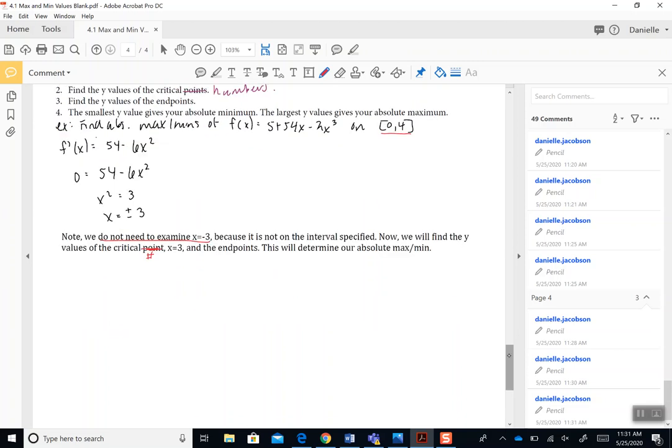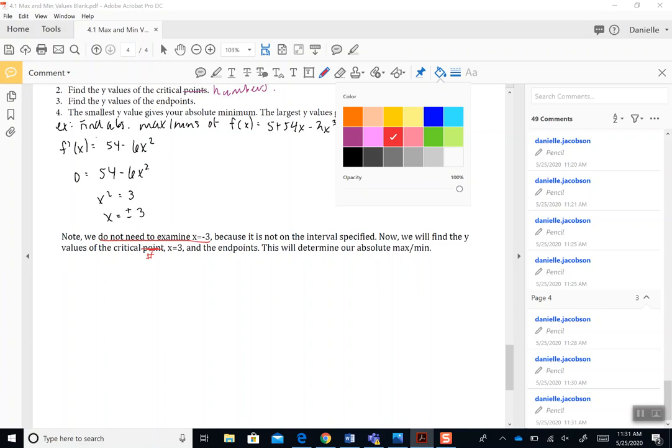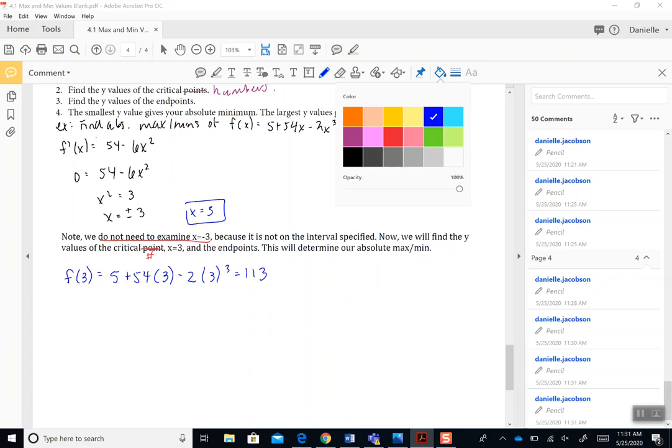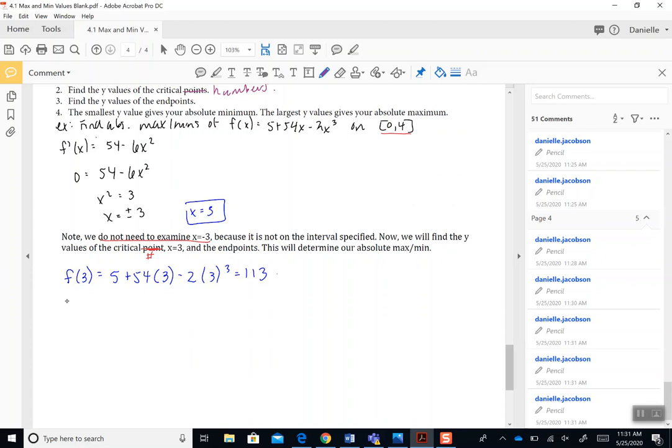So let's go through and look at our y values to see which ones are bigger and which ones are smaller. I know one of my critical numbers that I actually wanted to use was x equals 3 from up here. So I need to find the y value that goes with that, which means I use the original function. Plugging that in, I have 5 plus 54 times 3 minus 2 times 3 cubed. If you run that through, I believe you should get 113. Next I need to plug in both of my endpoints to see if they're taller or smaller than this critical value was.